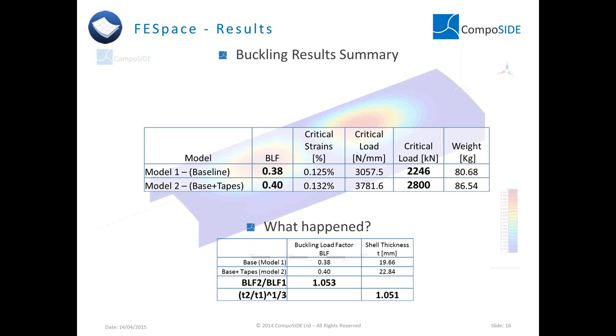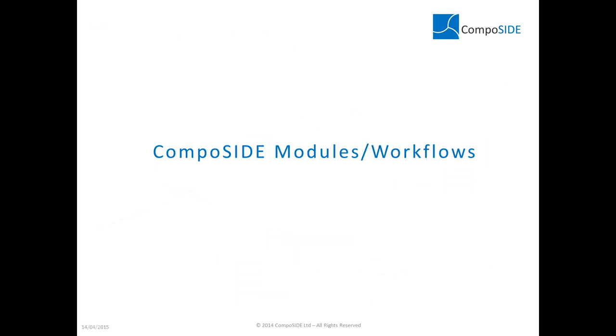As we mentioned, we can explain the difference in buckling load factor: it is driven by the local bending stiffness of the shell. As you can see, it's basically the same ratio as the cube root of the thicknesses. Okay. All right. Moving on.